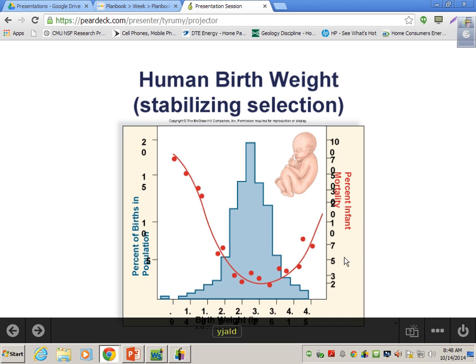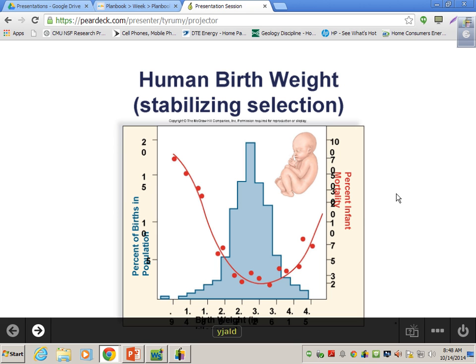I can't read the bottom of my graph, which is really bugging me. Well, it's because when I bring them in for my Google presentation, sometimes Pear Deck doesn't like them. Yeah, it's just a formatting issue, and I need to work it out because it's starting to bug me. But what you guys really need to take out of this is you get more and more of that average. This is a stabilizing selection situation.